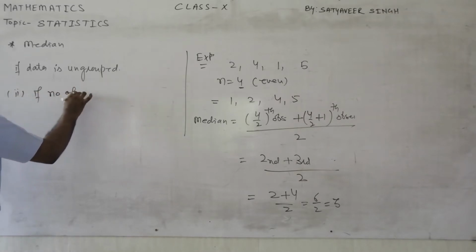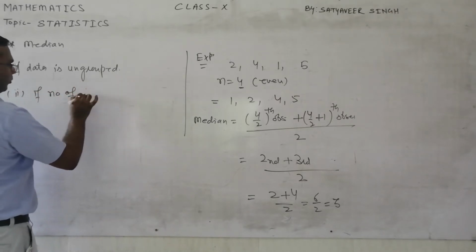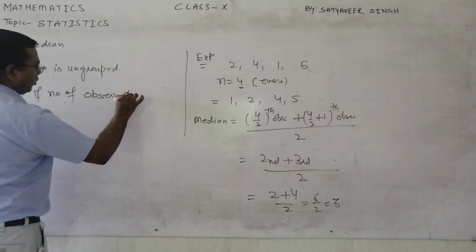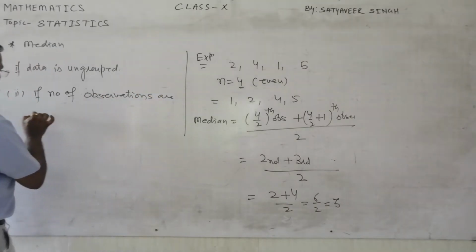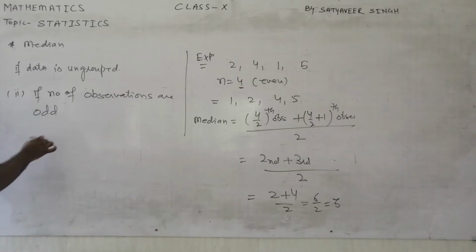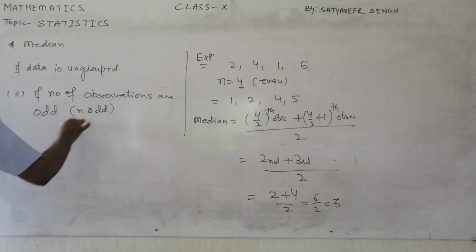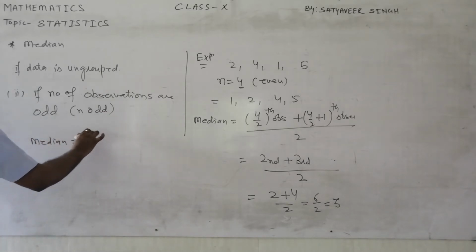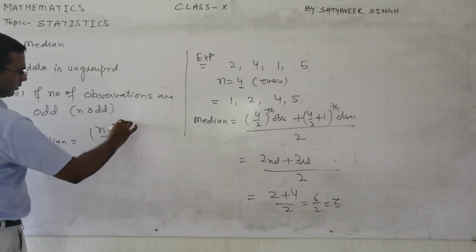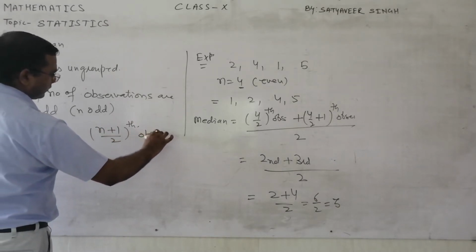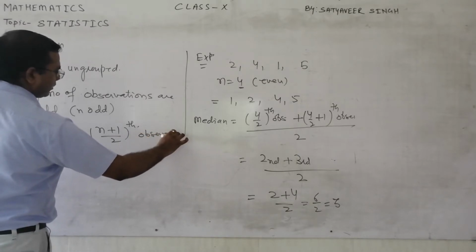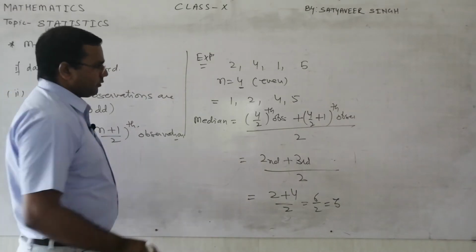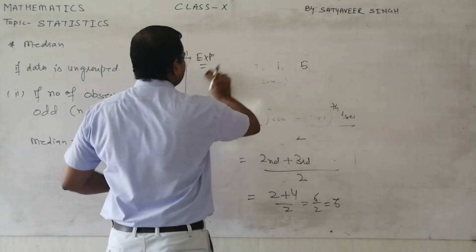See, second, if n is given odd, if number of observations are odd, means n is odd, we can say you will find the median using the formula: median is equal to n plus 1 upon 2th observation. Means the value of n plus 1 upon 2th observation. So let us see one example related to this also.